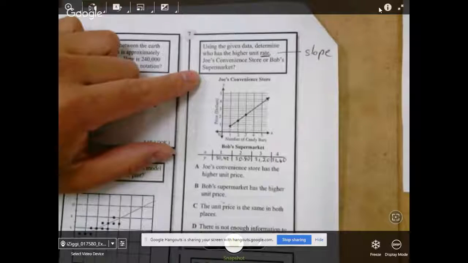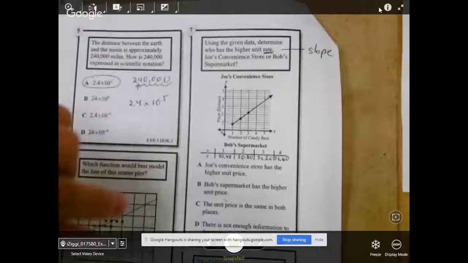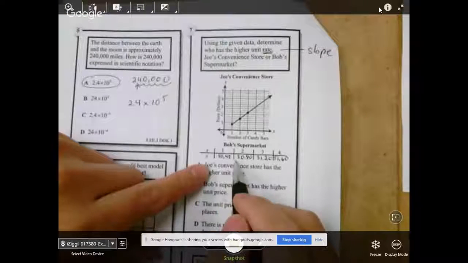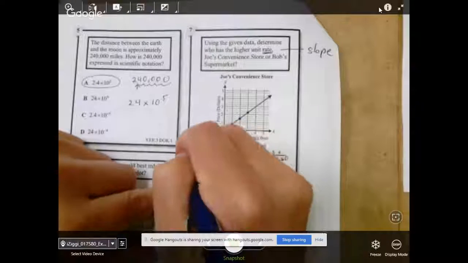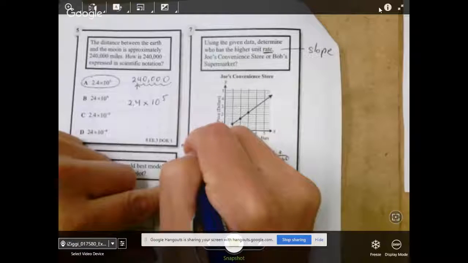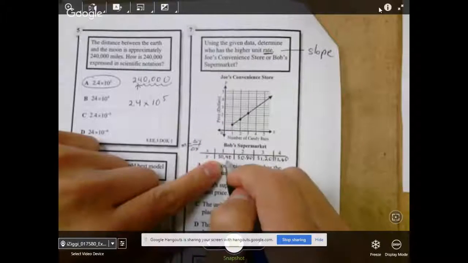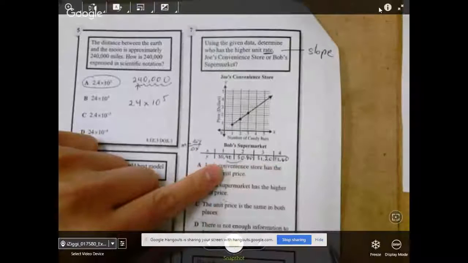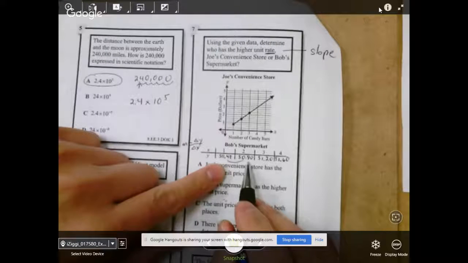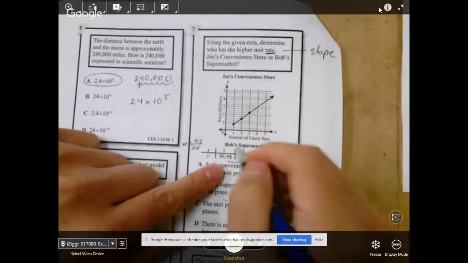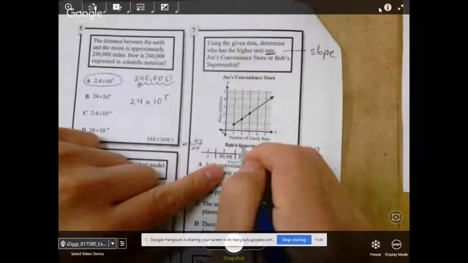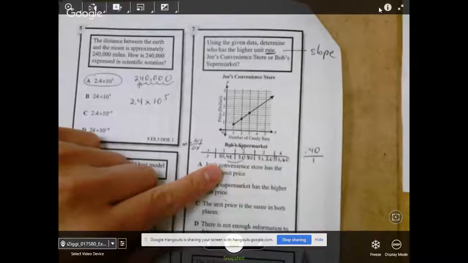Bob's rate. Remember, the rate here is the change in y over the change in x. That gives you your slope. So let's look here. Change in y is 40 cents, 40 cents to 80 cents. The difference is 40 cents. So it's 40 cents over the change in x, from 1 to 2, which is 1. If you divide 0.40 by 1, the slope here is 0.40.